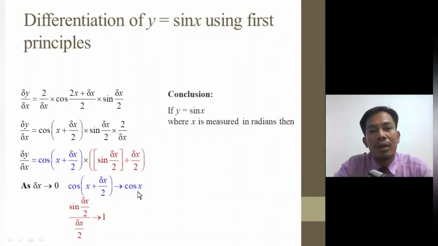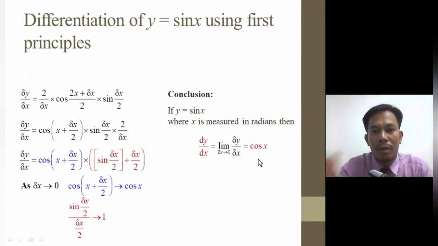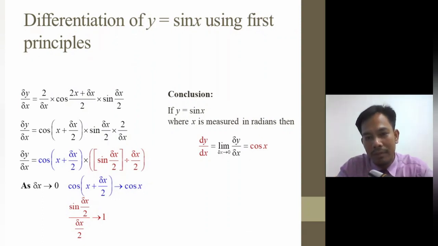Thus, it will give you a conclusion that if y is equal to sine x, where x is measured in radians, then the derivative of y in terms of x in this function, y equals sine x, is equivalent to cosine x. So remember this, because in the next lesson, I'll be using this to solve problems about derivatives of trigonometric functions.